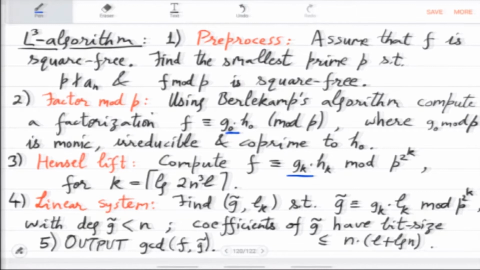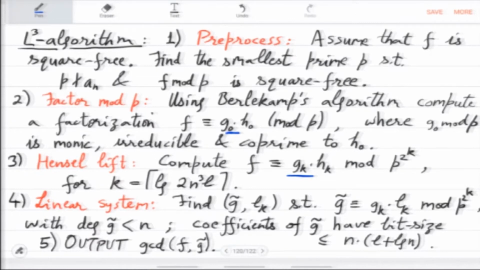Obviously the degree of G tilde should be between 1 and n minus 1. Moreover, the coefficients of G tilde should not be too large. So the coefficients of G tilde should have bit size around the same as before, which was L. So now we want it to be around L times n. Okay, this much leeway we give, but not bigger. And finally, like we did in bivariate factorization, you take the GCD of f and G tilde and output it. Okay, so this is reminiscent of bivariate factoring.